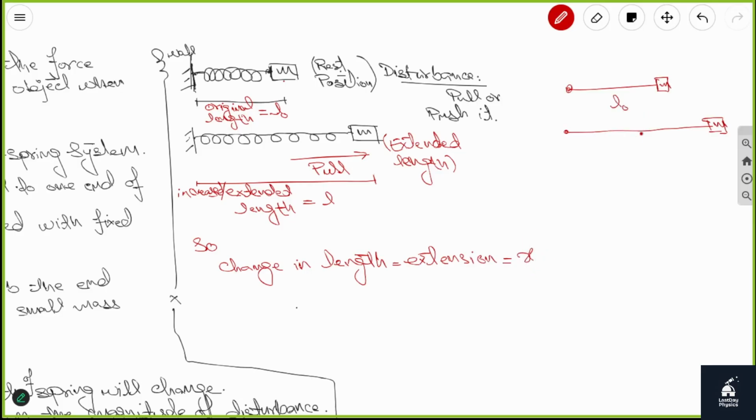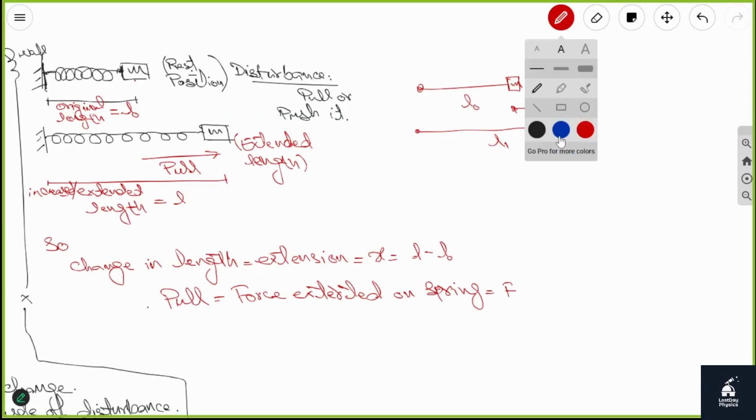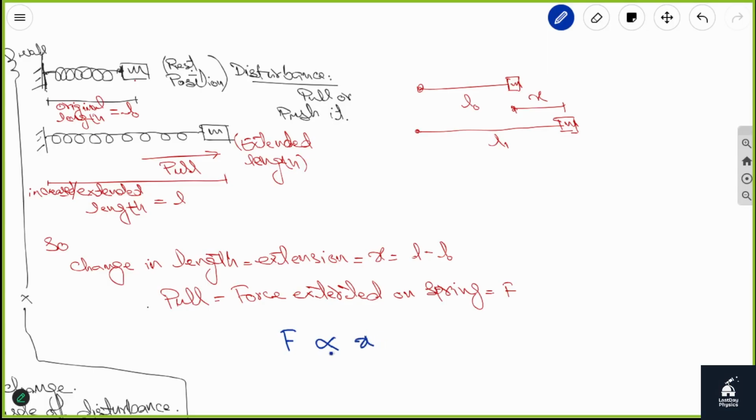This was L naught and this was L1. Extension is from here to here. Our extension will be equal to L minus L0. The most important thing in Hooke's law is that this force exerted F is directly proportional to the extension x created or produced in the spring. Whenever you change proportionality into equality, you have to put some constant k or c. That constant in this case, k, will be the spring constant.